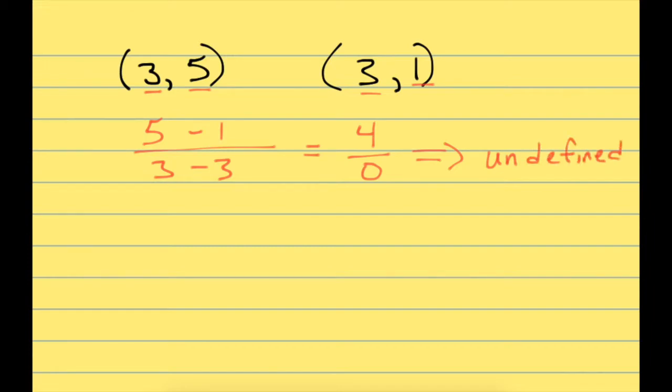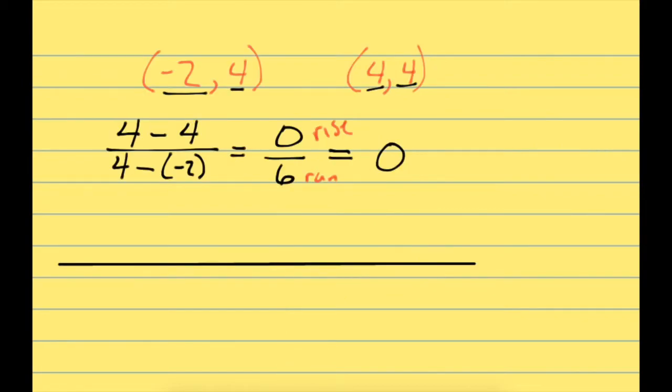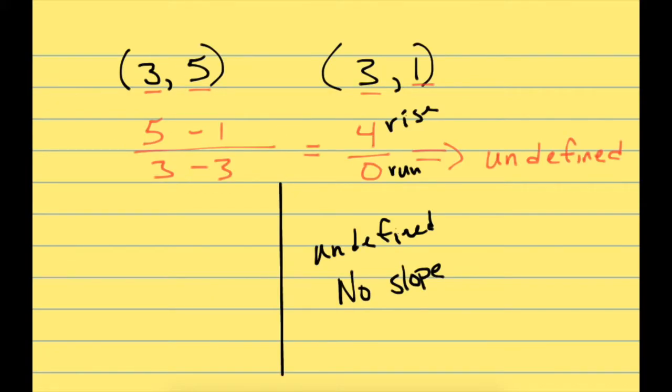Now, if you think about it, we've got a 4 rise and 0 run. What kind of line doesn't run, doesn't have any change side to side? A vertical line. So vertical lines have an undefined or no slope. So there's a difference between no slope and 0 slope. Horizontal lines have 0 slope. Vertical lines have no slope, or an undefined slope. So those are our 4 types of lines.